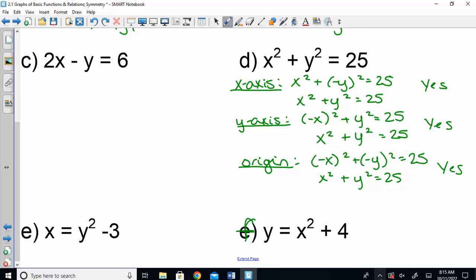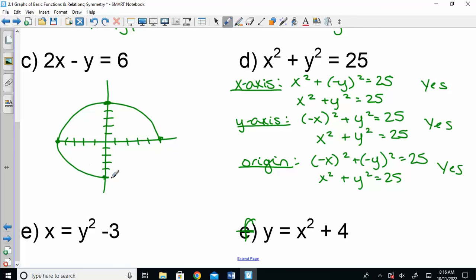Checking for symmetry like that. What would that graph look like? It's a circle with a radius of 5. So if you graphed it, pretending my circle is circular and doesn't look like a football, a little iffy, looks like a lemon, you could see then from the graph it has every type of symmetry.